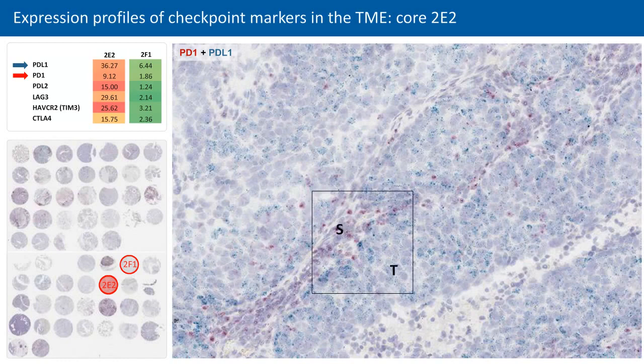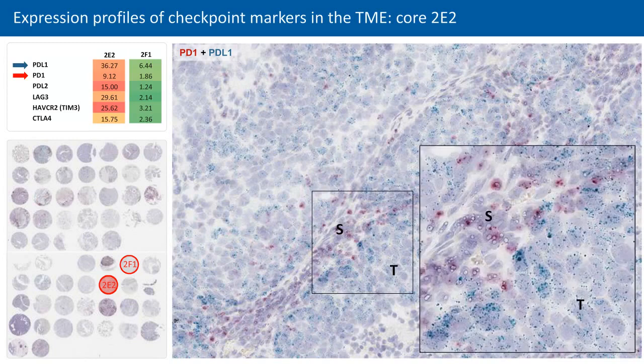This is a higher magnification image of the selected area, where stromal and tumor areas are indicated by S and T, and you can see the higher magnification over here. Cell type specific checkpoint marker expression in tumor versus stroma is very valuable information that, while not deducible from a heat map as shown, is clear from the stained tissue slide, which you can see over here.